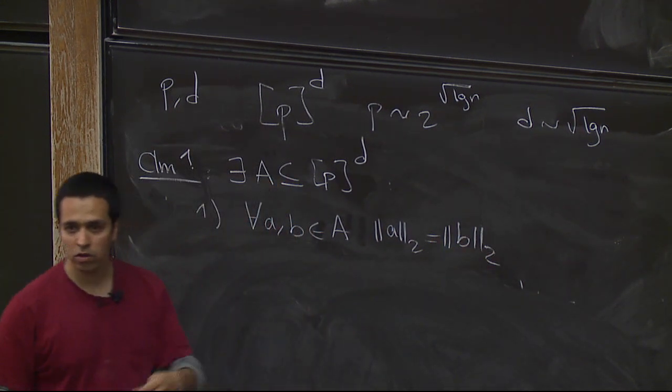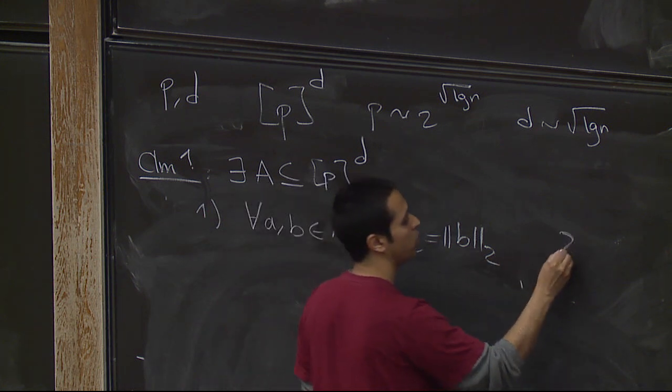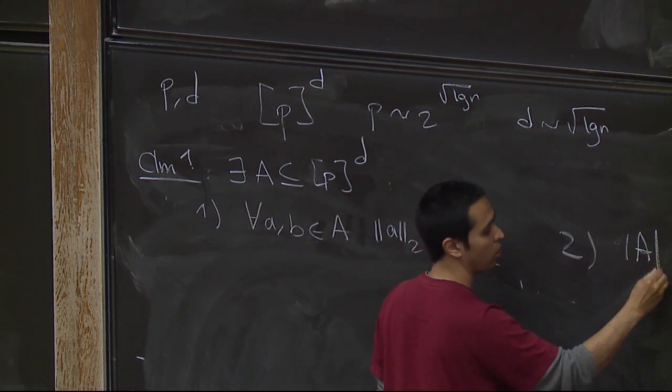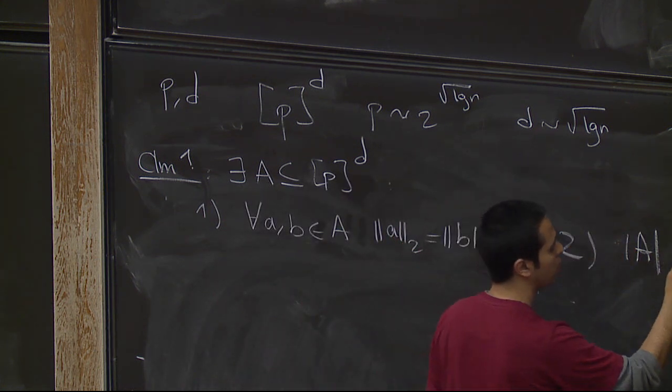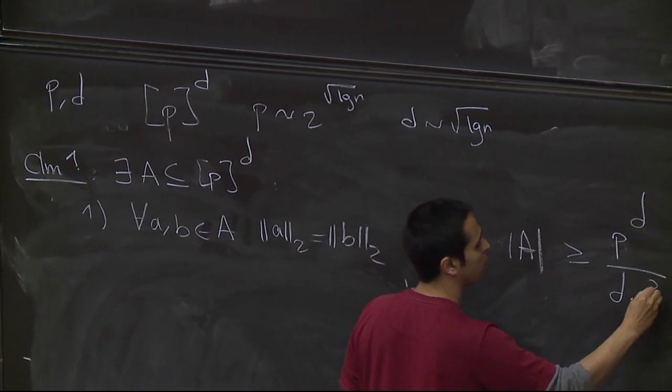Their L2 norms are the same. What is the L2 norm? Summation of a_i squared, i equals 1 to d. So they all have the same length. Okay? A is large, larger than p to the d, d p squared.